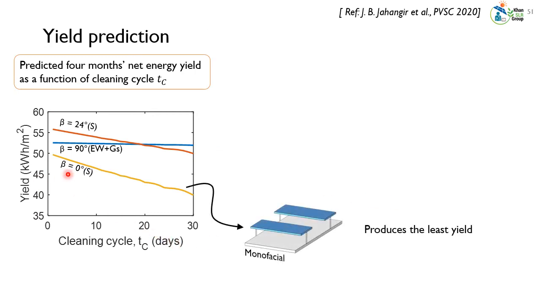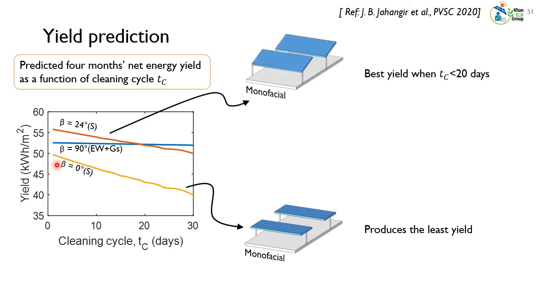Of course, the 0 degree panels have the lowest output. They also have the highest soiling rate, so things are looking pretty bad. For the 24 degree south panels, usually these will give you the highest yield. However, this will degrade if you wait too long to clean the panels.